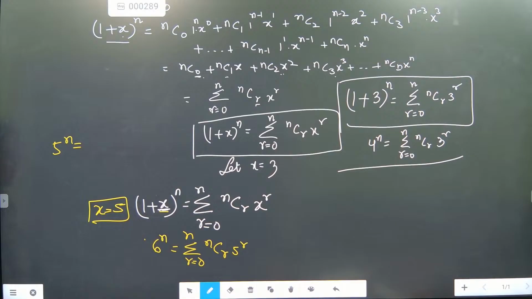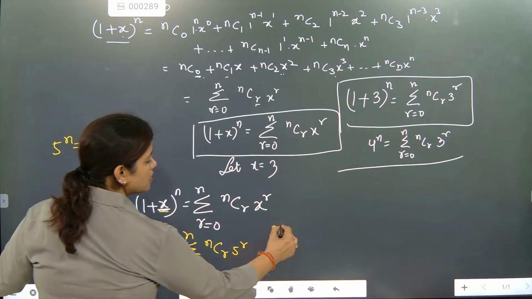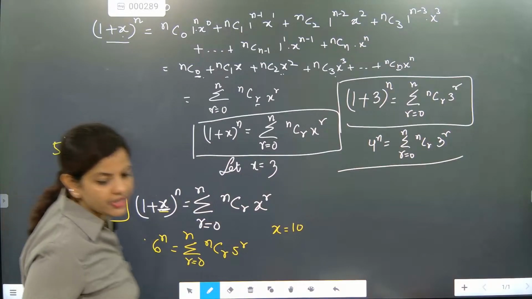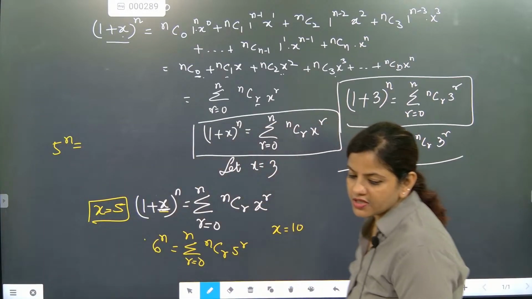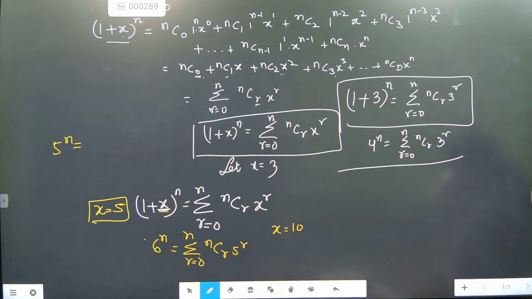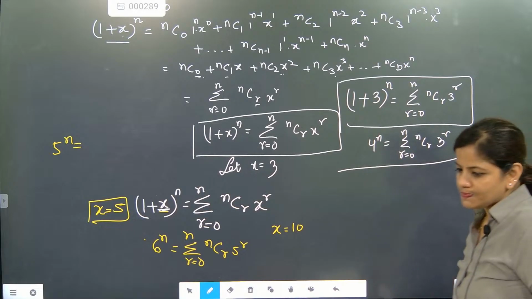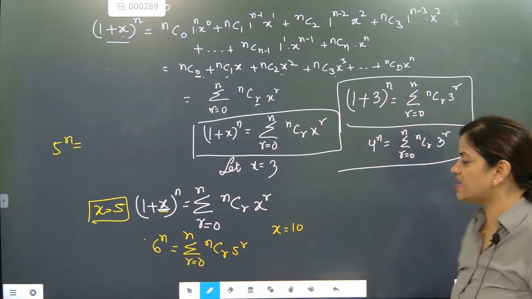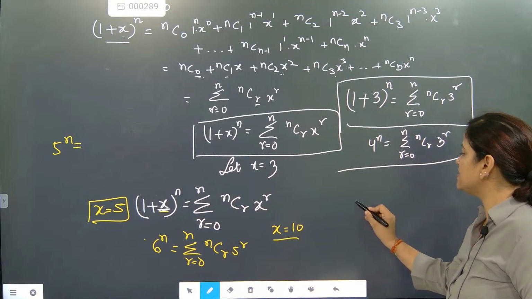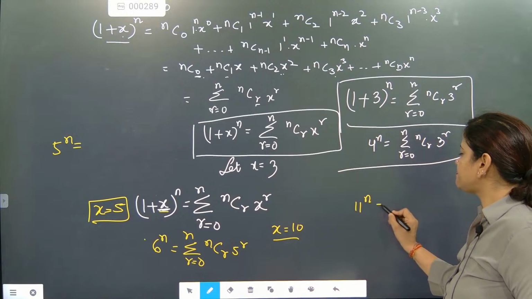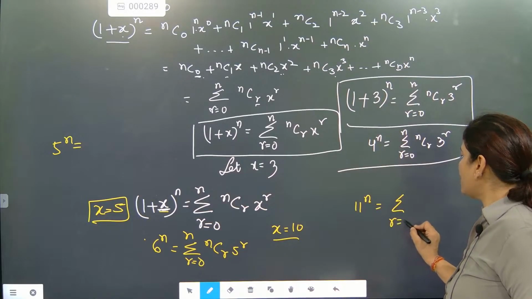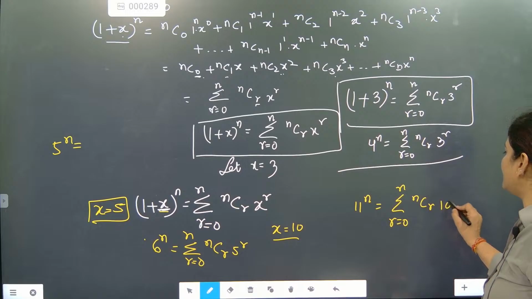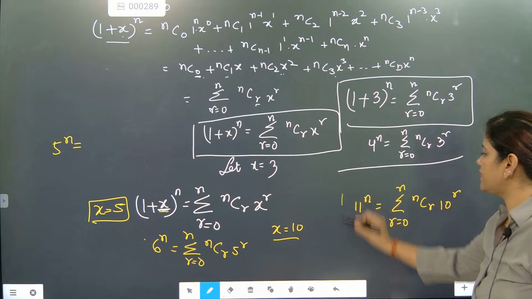That's it. So if x = 10, then what answer will come? Come on. X = 10 means what will change? Nothing will change. X = 10 means 11^n is equal to the summation of r = 0 to n of nCr, only 10^r will come.